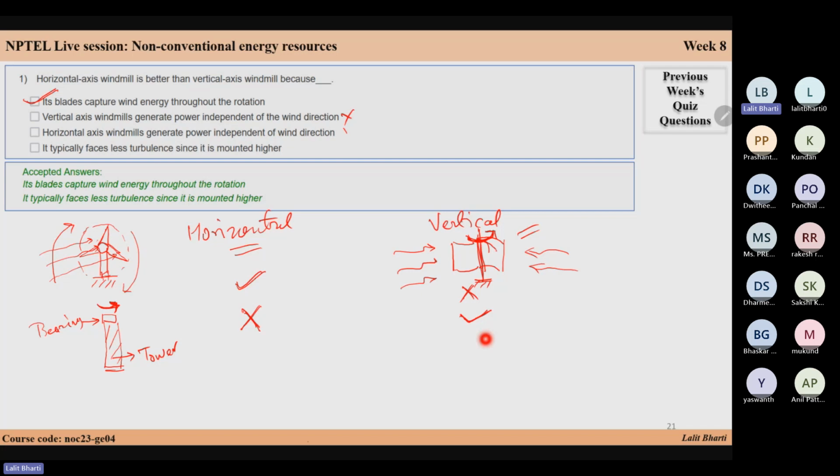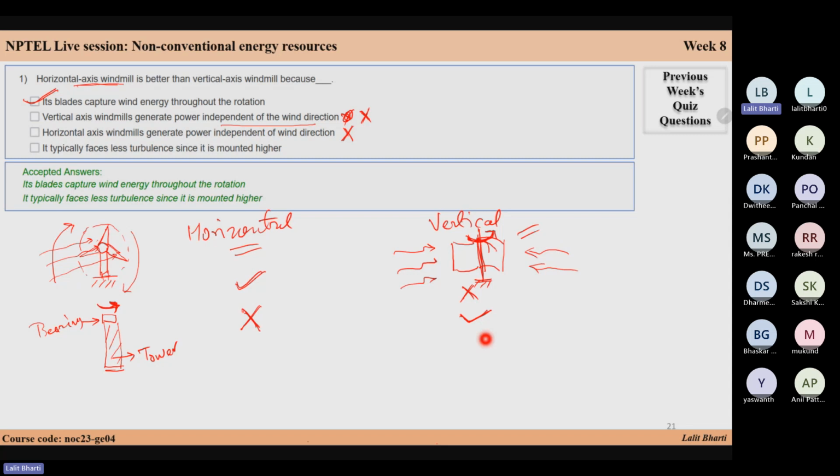Okay, so the third statement is incorrect. The second one is correct, but it is not favorable for us, because due to that our horizontal windmills are not better. So we are not considering this option. Otherwise, vertical axis windmills generate independent of wind direction, but that is not true for this particular question.